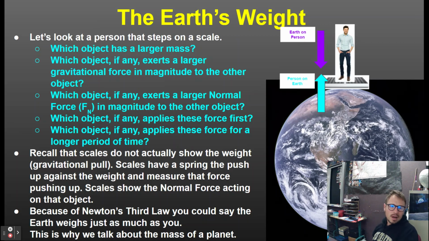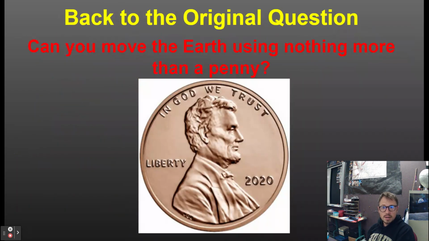That's why when we talk about planets, we talk about the mass of the planet. How much stuff is that planet made out of? It doesn't make much sense to say how much does a planet weigh, because relative to me, the Earth would weigh the exact same amount as me if I'm using myself as that reference point for the Earth. All right. Can you move the Earth using nothing more than a penny?